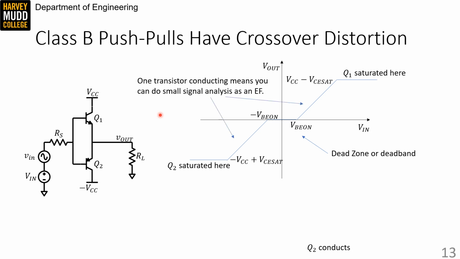One side note, if you need to do small signal analysis for some reason, maybe estimating the peak output resistance or something, you can just treat the circuit as an emitter follower in either of these zones, because one device is going to be conducting, say over here Q1 is conducting, while the other one is cut off, so this doesn't take any current. So this just looks like Q1 loaded by RL connecting the emitter to ground.